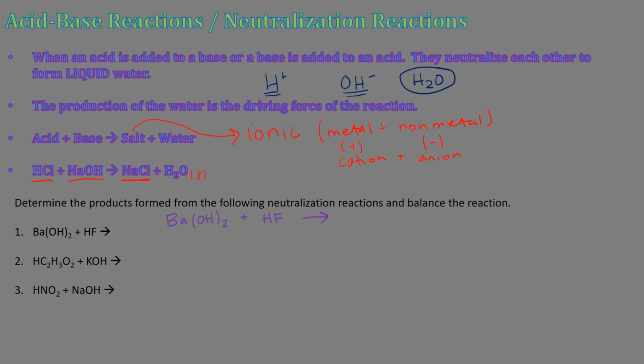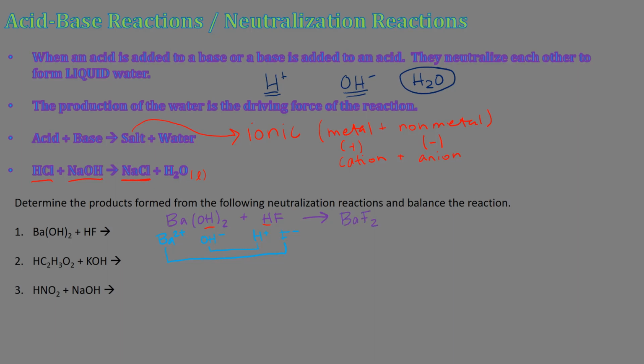I know that this is a base, and I know that this is an acid. So I'm going to write down the ions that each of them forms. This would be barium 2+, and we also have hydroxide, 1 negative. We have hydrogen and fluoride. If I pair up outside with outside and inside with inside, I'm going to get barium fluoride and then water.